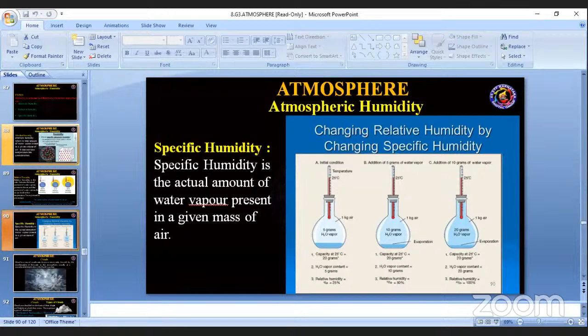How much excess water vapor can it hold at the same temperature? The measurement of that is called relative humidity. Understood clearly?